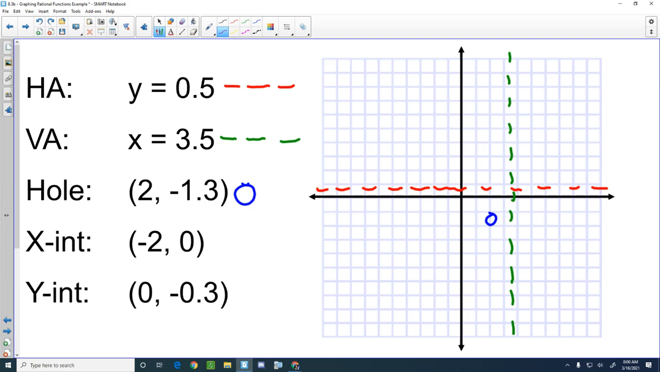And then the x-intercepts and the y-intercept, those are going to be closed circles. So the x-intercept is at negative 2, comma 0. And I'm going to fill that circle in. Do not leave it open. Make sure it's closed. And so just simply go to negative 2 on the x-axis and put a dot.